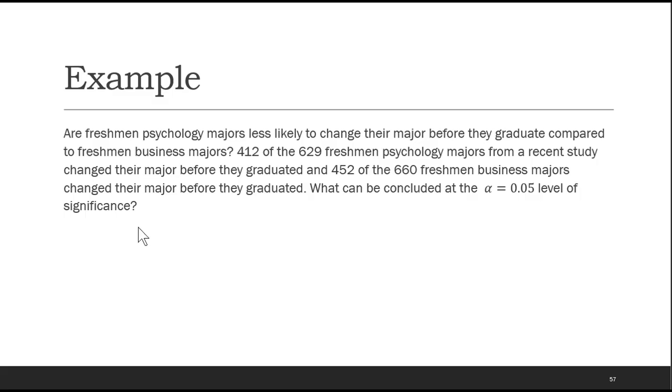Okay, so we have one more example. Are freshman psychology majors less likely to change their majors before they graduate compared to freshman business majors? We have 412 out of 629 freshman psychology majors from a recent study who changed their major before they graduated, and 452 of 660 freshman business majors changed their major before they graduated. So what can be concluded at the 0.05 level of significance?